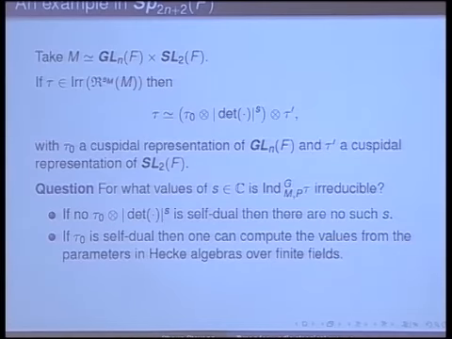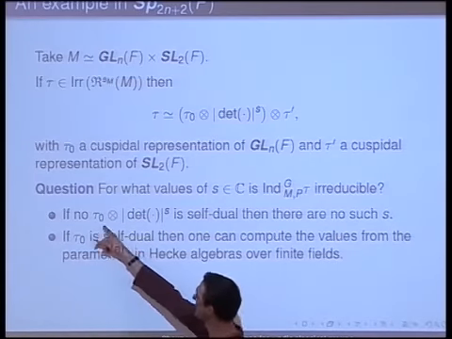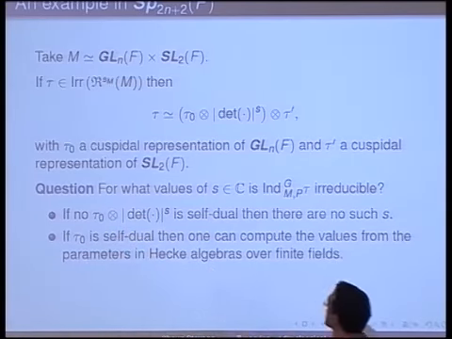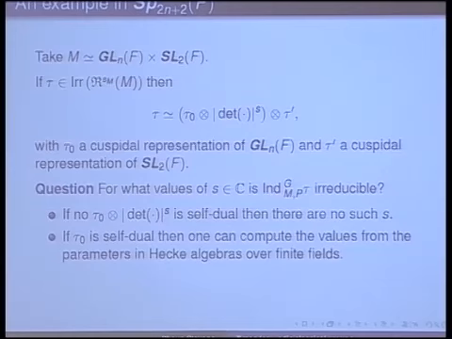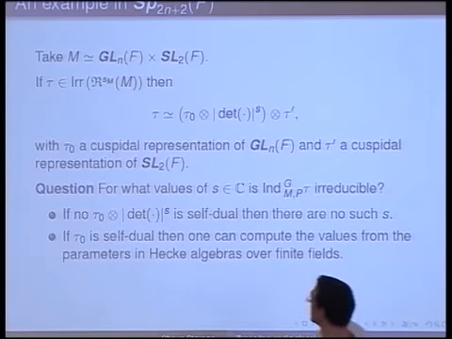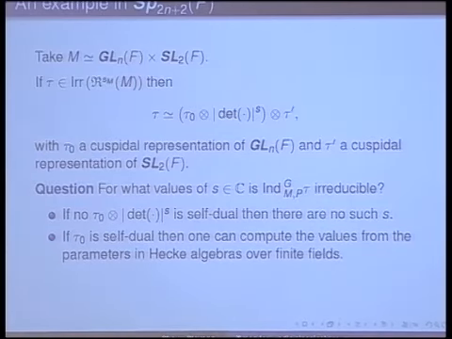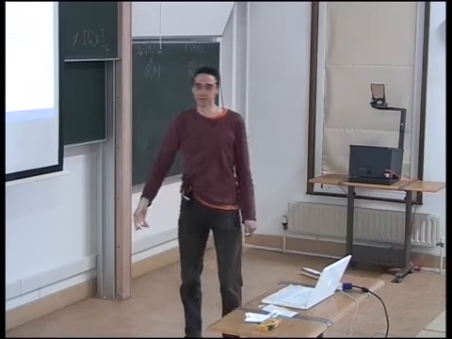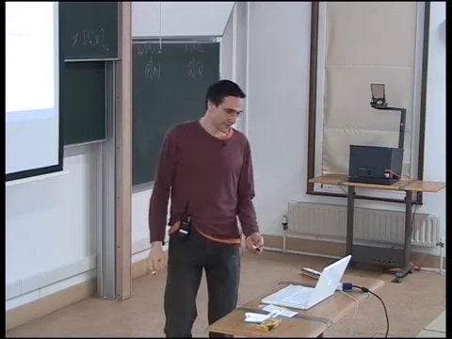first of all, there are a few things which one can get relatively easily. The first thing is that if none of these representations is self-dual, so of course there's a question of duality on representations, a smooth dual, if none of them are self-dual, then there are no s like this. So we might as well assume that τ0 itself is self-dual. And if it is self-dual, then one can actually compute these values from the parameters in certain Hecke algebras over finite fields. So I'll try and explain how this works.